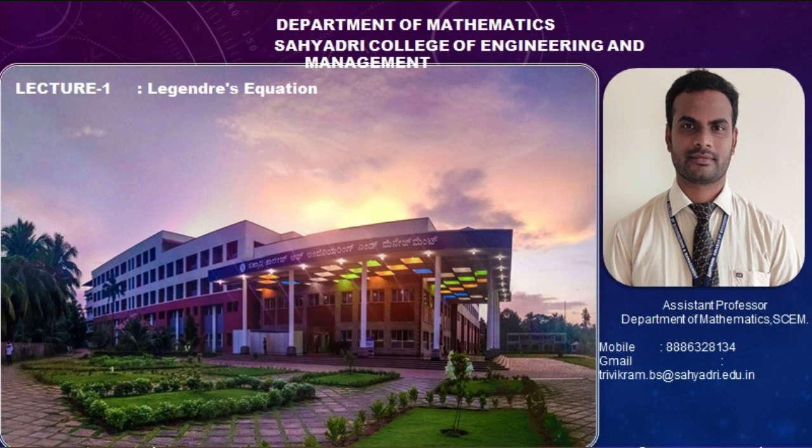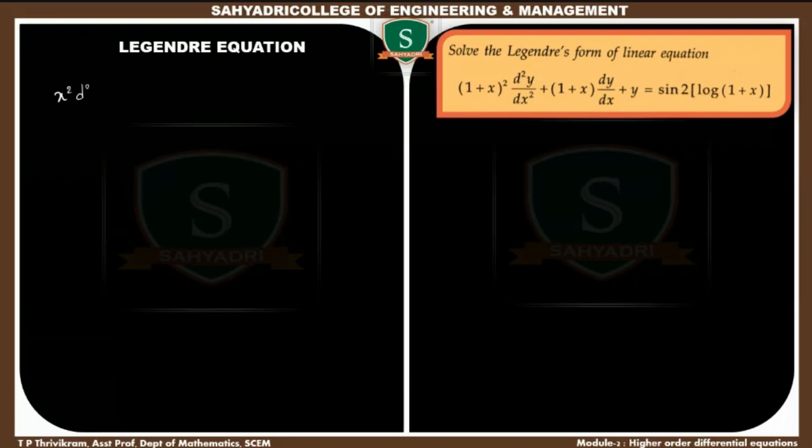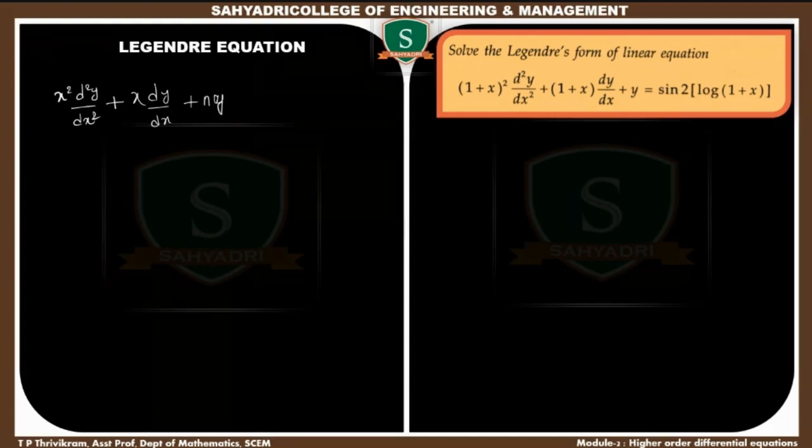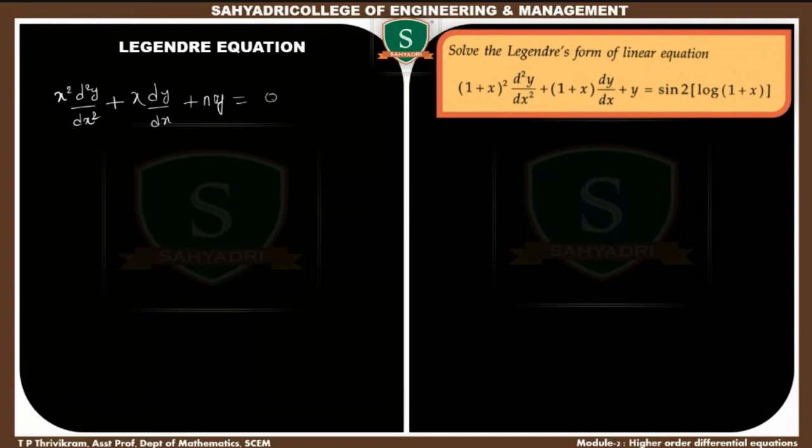In Cauchy's equation, you will get equations like x square d square y by dx square plus x into dy by dx plus some y, or some ax or something nx or ny is equal to 0. Such kind of equations you will get.